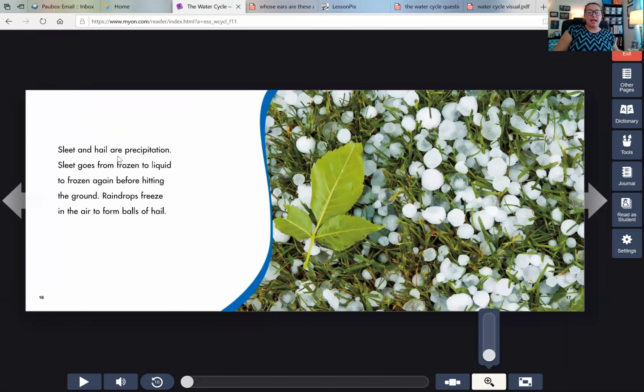So sleet and hail are also precipitation. Sleet goes from frozen to liquid to frozen again before hitting the ground. Raindrops freeze in the air to form balls of hail. So see these things? They look like ice cube balls. These things are called hail. And that's a form of precipitation. So precipitation can be rain, snow, sleet, or hail.